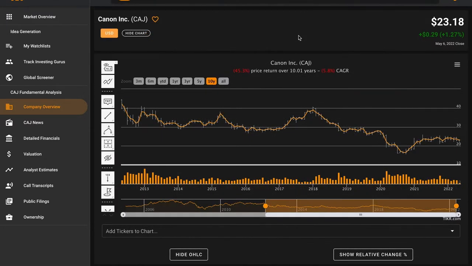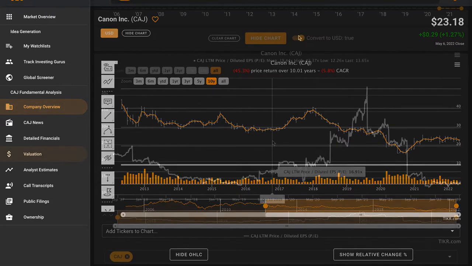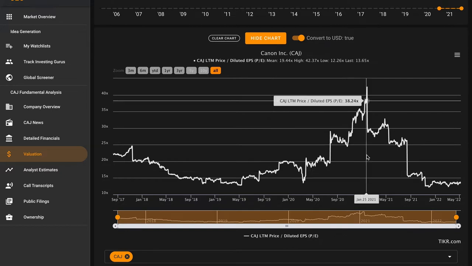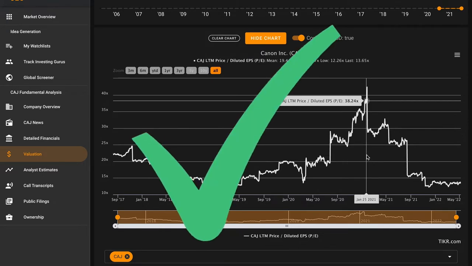Let's get right into our fundamental analysis, which will be taking a look at Canon's financials and coming to a better understanding of the business. Pillar number one, we want Canon's average five-year PE to be below 22.5. Currently, their PE is about 14. Over the past 5 years, it's averaged just under 20 at about 19.5. So pillar number one is a check.